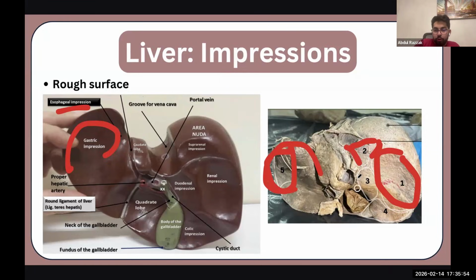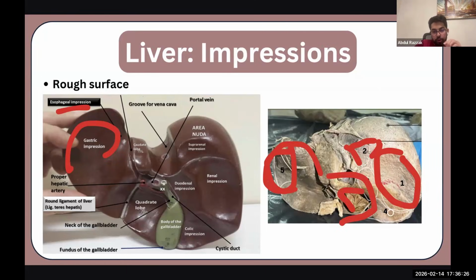Now, 3 and 4 are the impressions. 3 is the impression of the duodenum. As Samhar said, some part of the duodenum is covered totally by the liver. So this part of the duodenum is going to be pushing against the liver and making this impression. And as you can see, this is the gallbladder. So if you know that this is the gallbladder, and you can imagine the duodenum going around the gallbladder, right, and the pancreas, you can immediately know that this is the impression for the duodenum, okay?